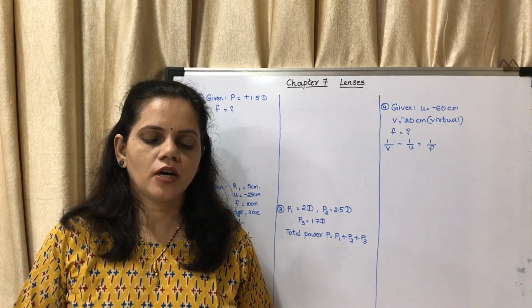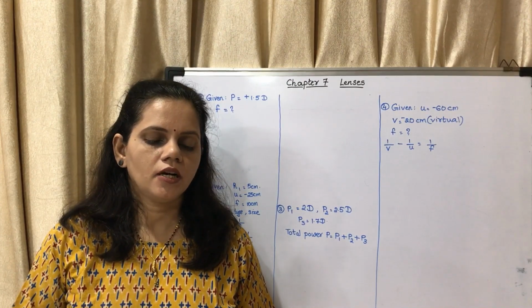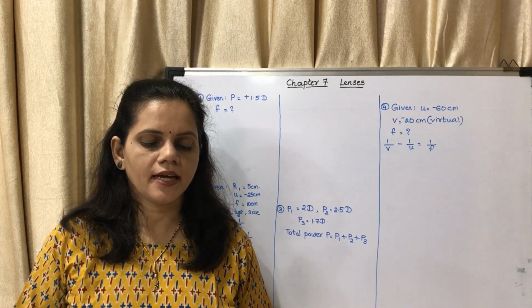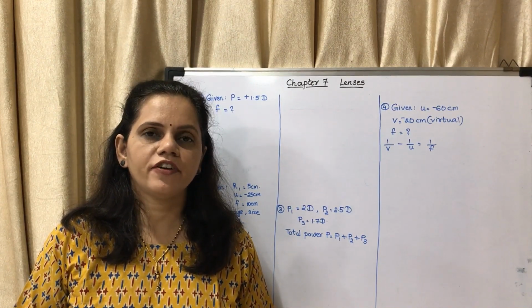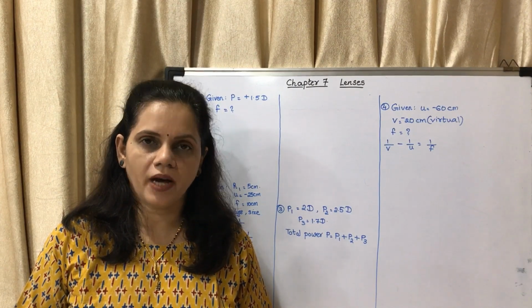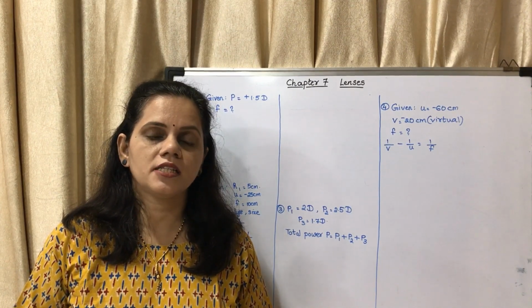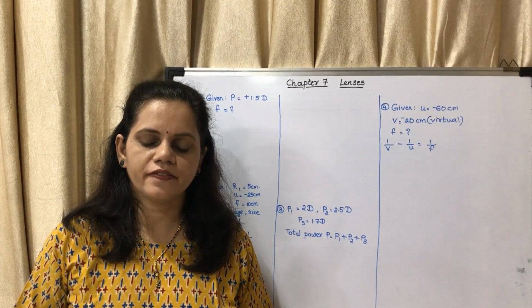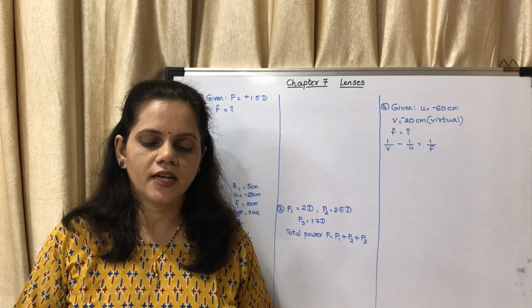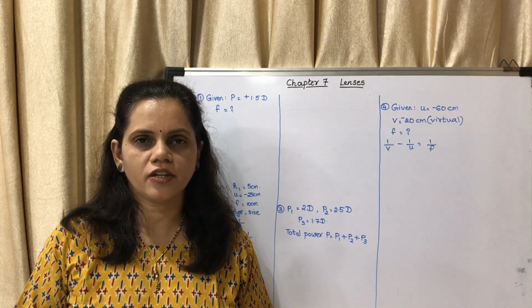Question number 8. Solve the following examples. Doctor has prescribed a lens having power positive 1.5 D. D stands for diopter, which is the unit of power. Positive stands for it is a convex lens. What will be the focal length of the lens? What is the type of the lens? And what must be the defect of vision?